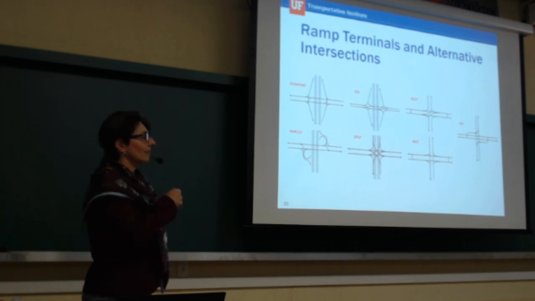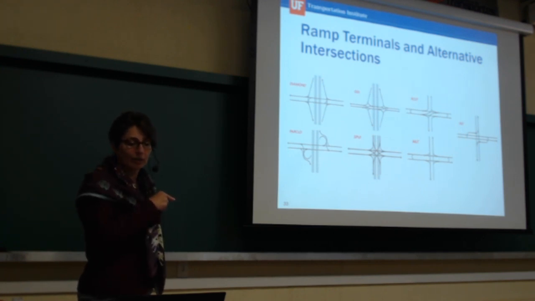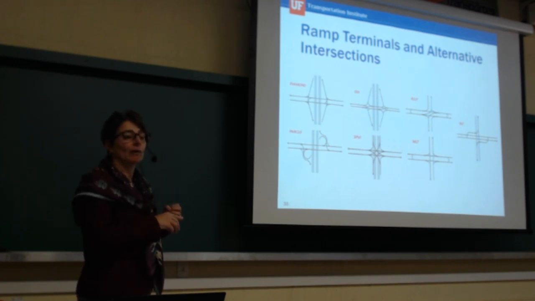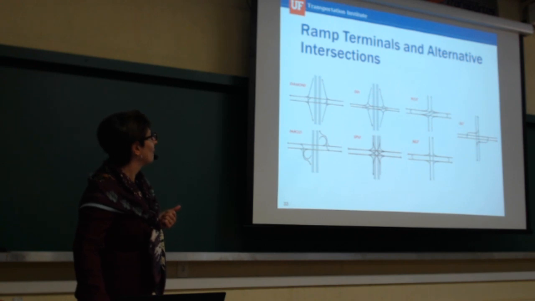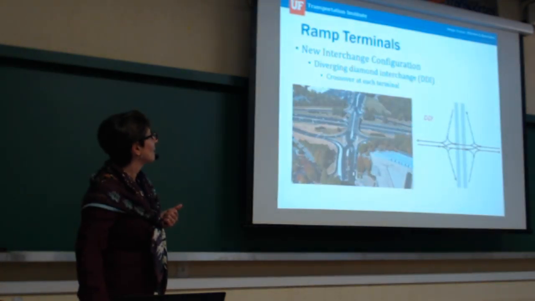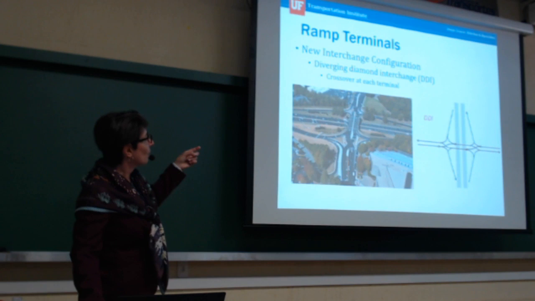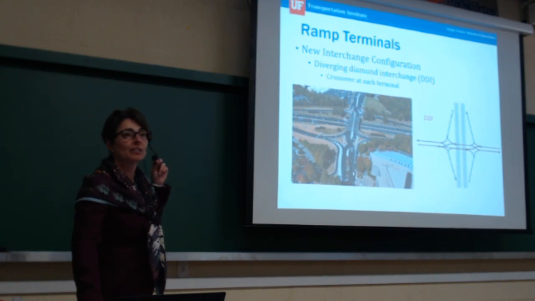Another interesting, relatively new chapter is new analysis for ramp terminals, so interchanges, diamonds, SPUI, and DDIs, which I'm going to show you in a minute. And so there's a new method that has looked into what's called the diverging diamond interchange. Have you seen this design before?